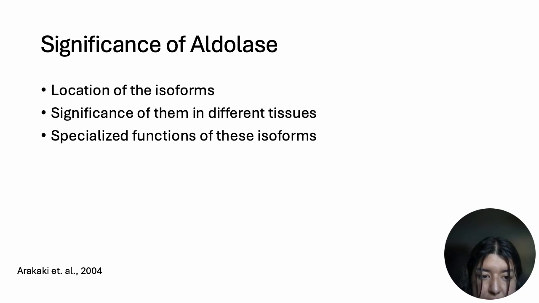The presence of these isoforms in different tissues allows for the efficient regulation of metabolic pathways, ensuring that each organ can meet its unique energy requirements. The specialization of aldolase isoforms reflects the complexity of metabolic regulation in the body, allowing for adaptability to various physiologic demands.